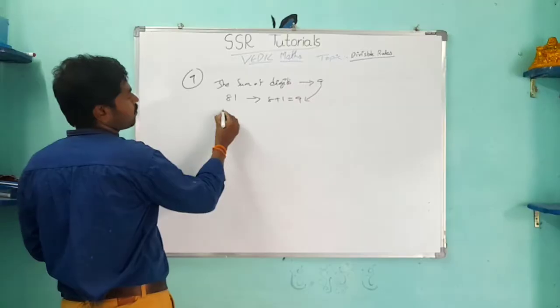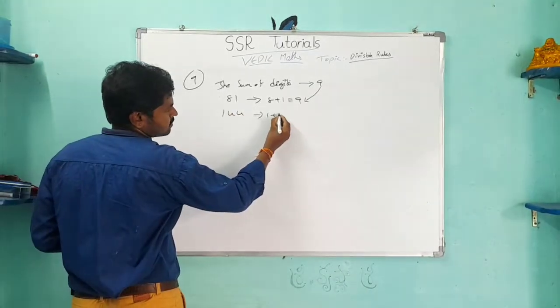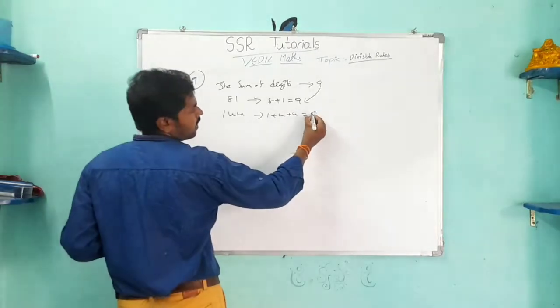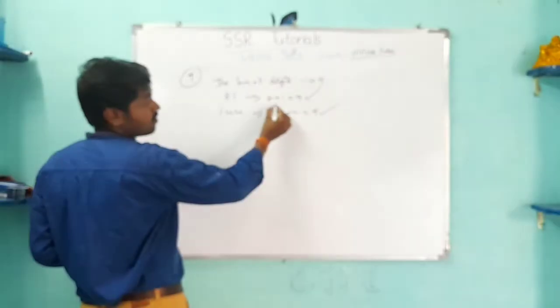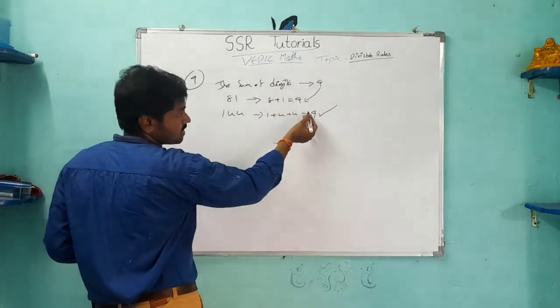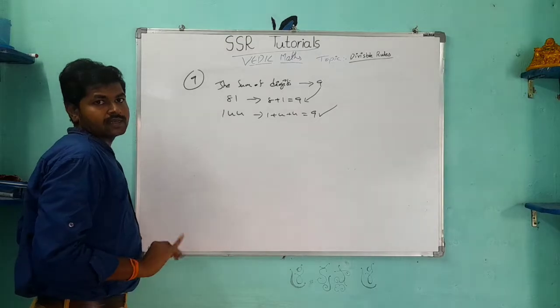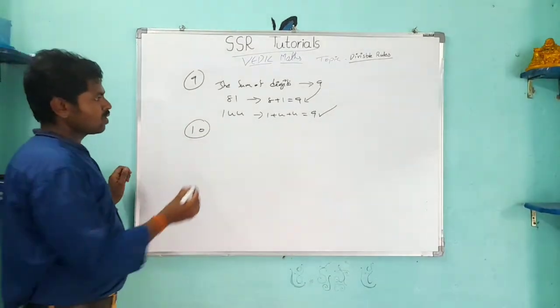Take another number, 144. 1 plus 4 plus 4 is equal to 9. It is also divisible by 9. Even or odd, any number whose sum of the digits is divisible by 9, the total number is also divisible by 9. So simply, next, 10.